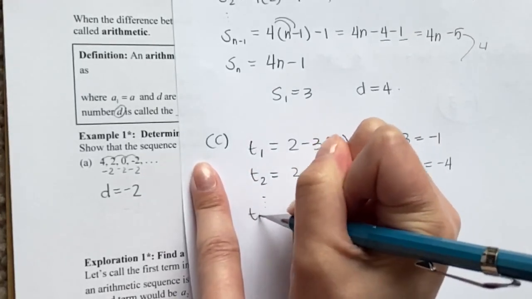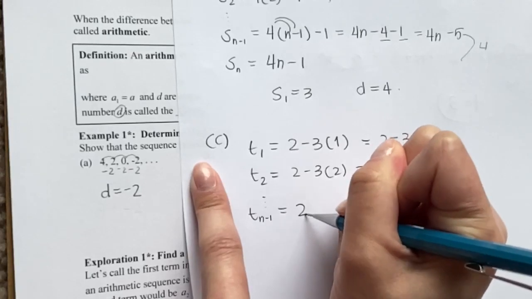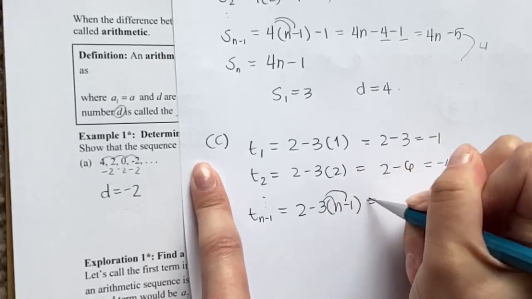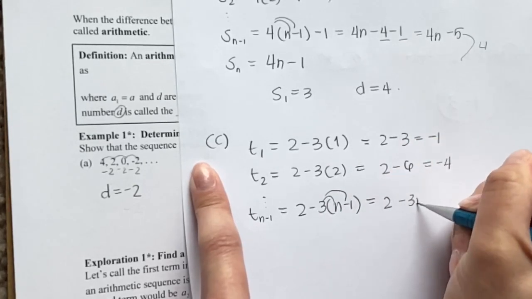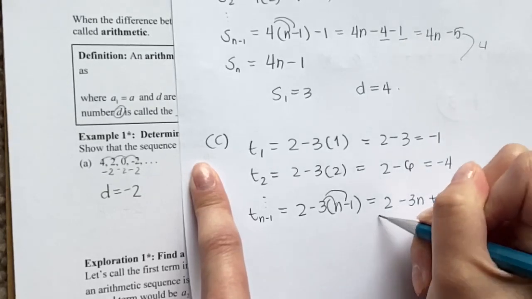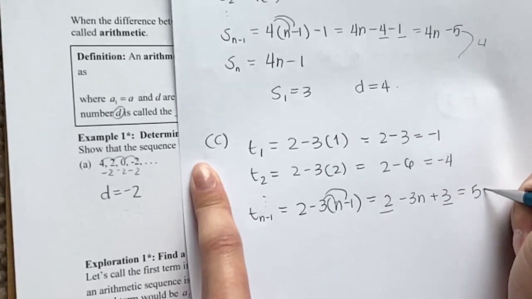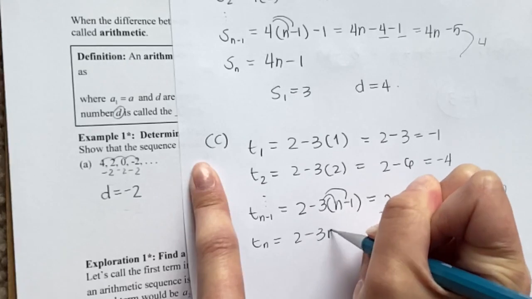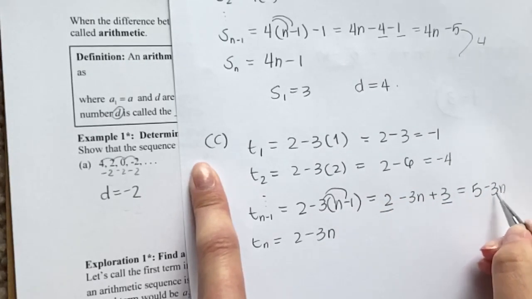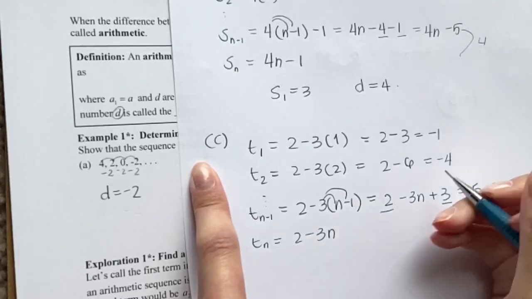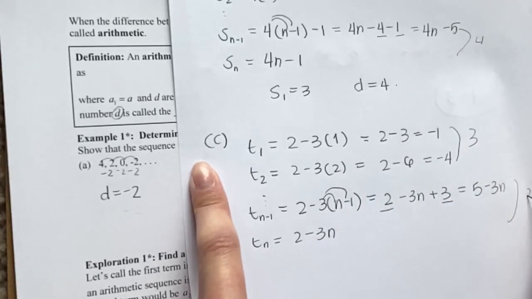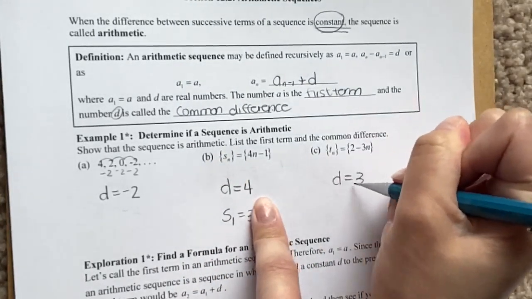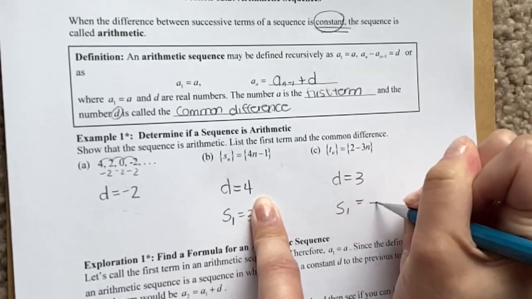And so on. T sub n minus 1 is going to be equal to 2 minus 3 times n minus 1. Distribute, so it's going to be 2 minus 3n plus 3. Remember these are like terms, so you have 5 minus 3n. Then t sub n is going to be equal to 2 minus 3n. Clearly you can see that the negative 3n and negative 3n are the same. So the common difference is going to be a 3 and this is going to be a 3. So d is equal to 3, and my first term is going to be equal to negative 1.